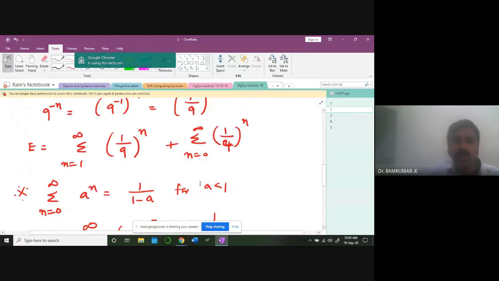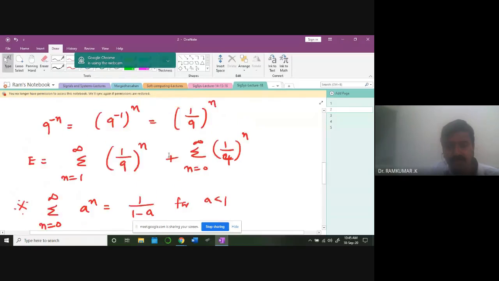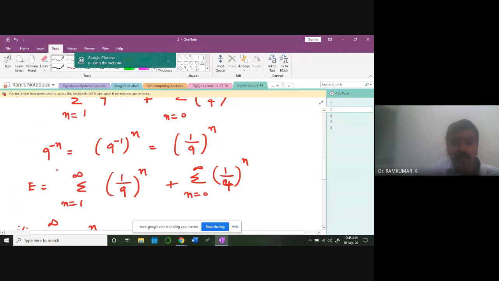So then I am going to work out something like this. 9 to the power of minus n can be written as 9 to the minus 1 whole power n. That's going to be 1 by 9 whole power n. Is it clear? So all of you can work this out comfortably.